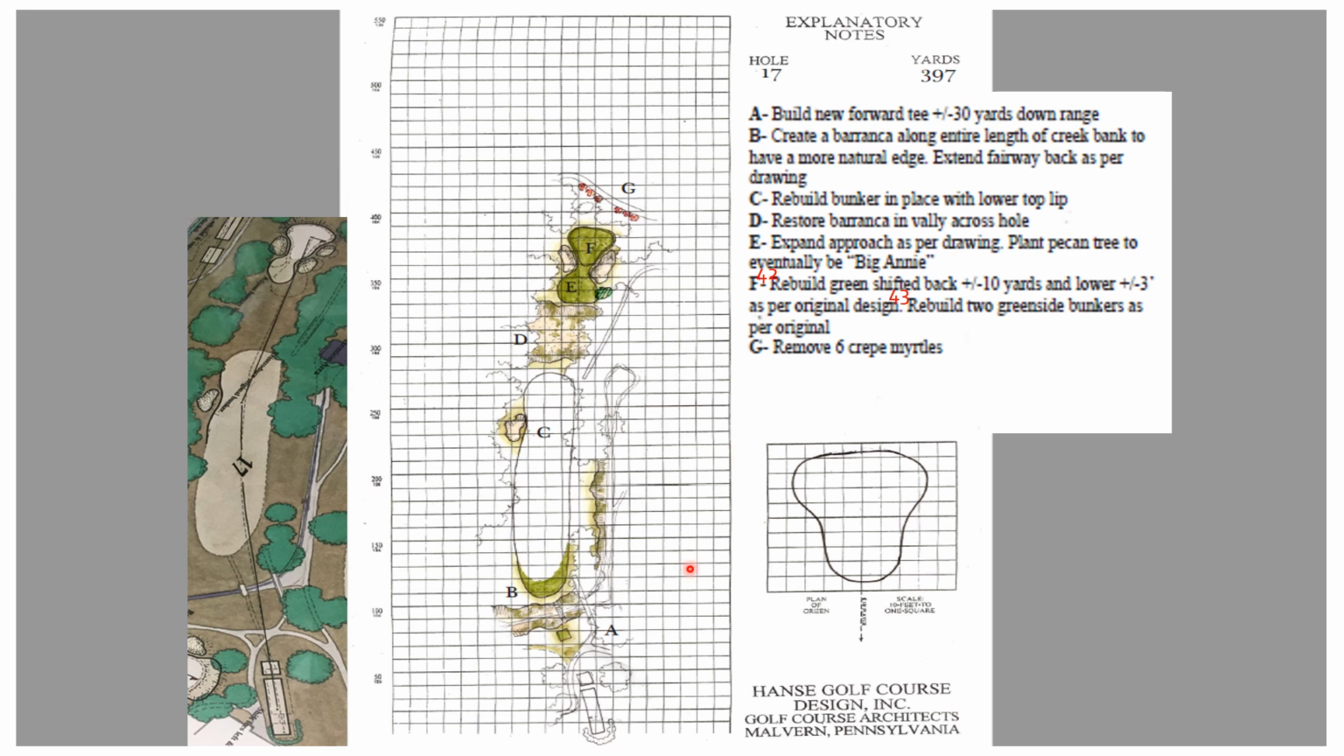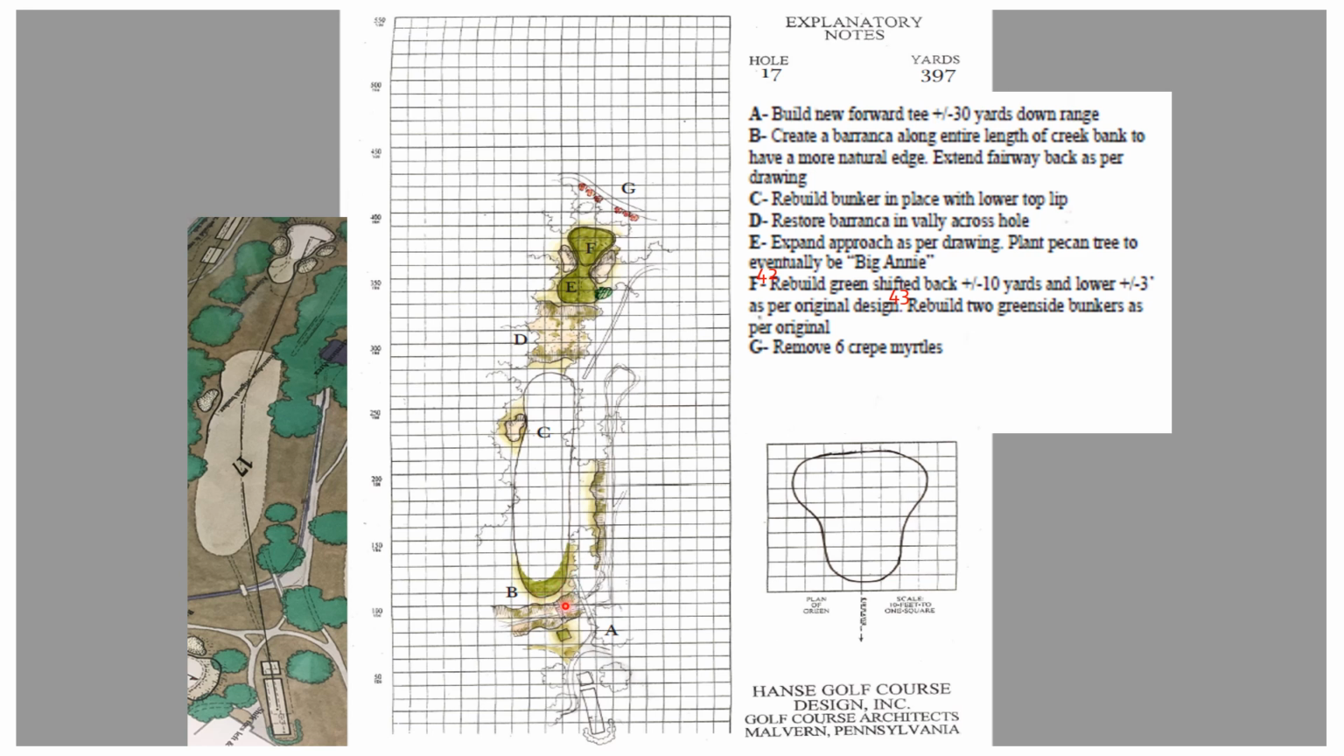17. So back from the tee. This, in some configuration, is going to be naturalized. We're not sure exactly where. We're not sure how it's going to cut across here, but this is the creek that's going to be naturalized all the way down the right side.